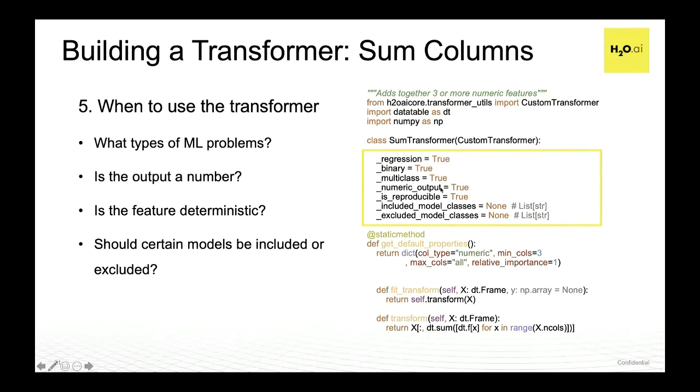We need to say if this transformer returns a number or not, because there are some models which cannot take strings as input, for example, GLM. So if this were to return back a string, we wouldn't be able to use that transformer directly in GLM, so we have to tell it that. We want to say if the function is going to be reproducible or not. Driverless AI has the ability to create reproducible models so that if you run it on the same hardware, you get the exact same features and exact same score. So if this transformer isn't deterministic, then we need to tell Driverless AI so that we know not to use it if our end user requires reproducibility.